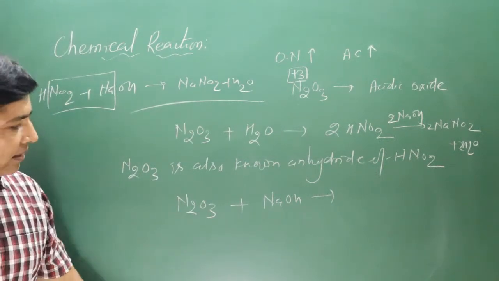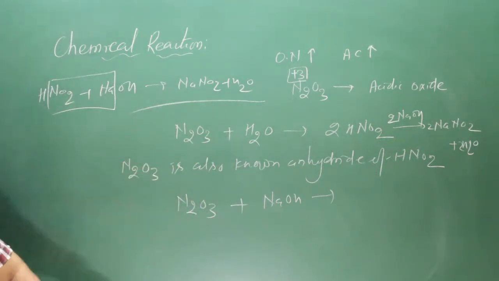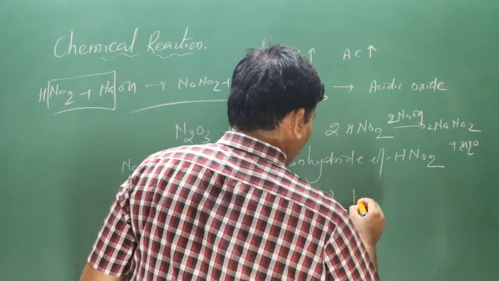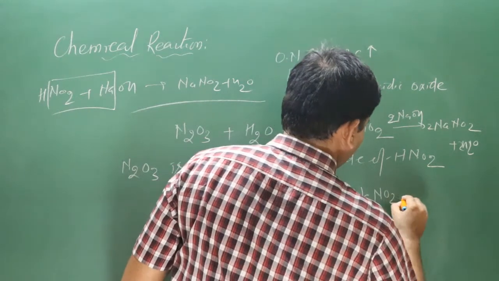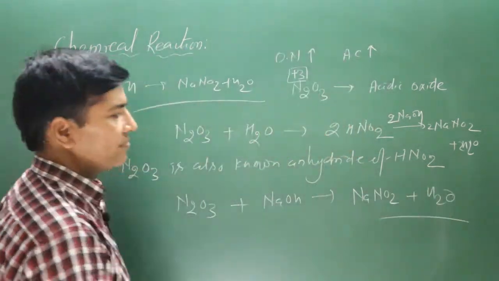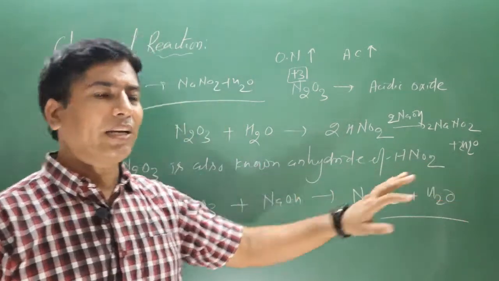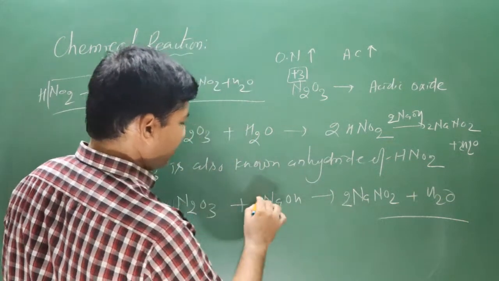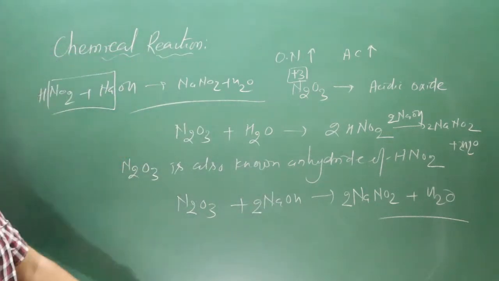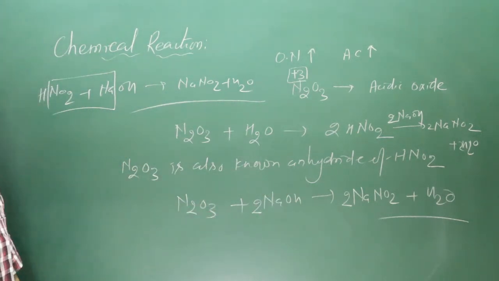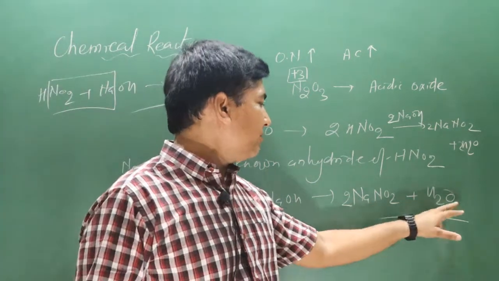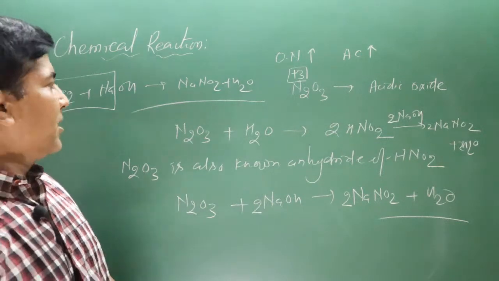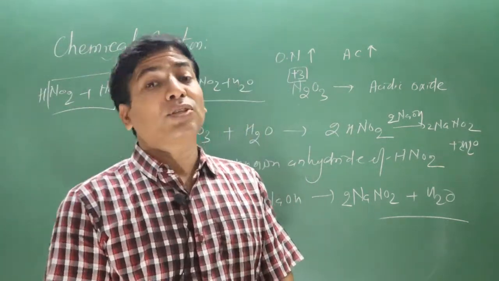In this case also you get salt and water, because it is an acid reacting with a base. We get NaNO2 and a water molecule. In a similar pattern you can complete the reaction. You can balance this equation. We have 2 nitrogen, multiplied by 2. How many hydrogen? 1 water molecule is there. Balance oxygen: 4 oxygen, 5 oxygen. This equation is balanced. So these are the chemical reactions of dinitrogen trioxide.